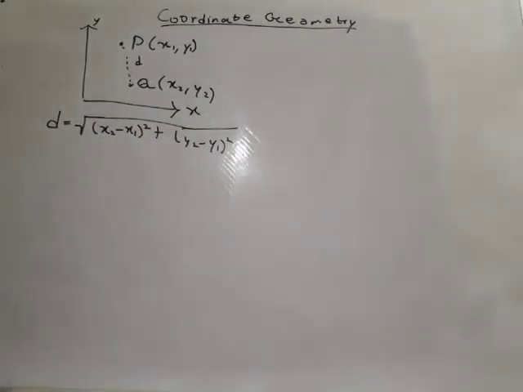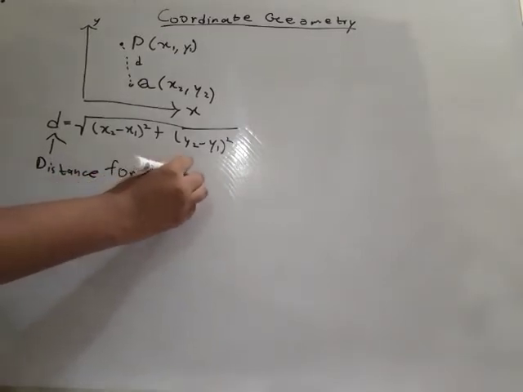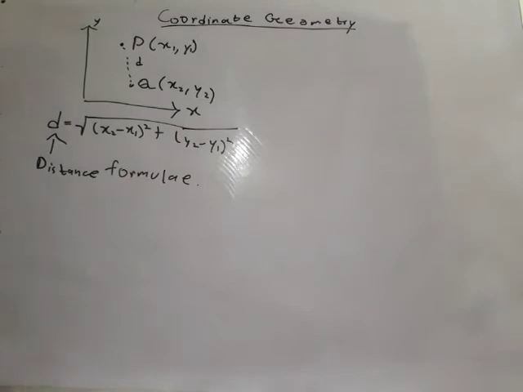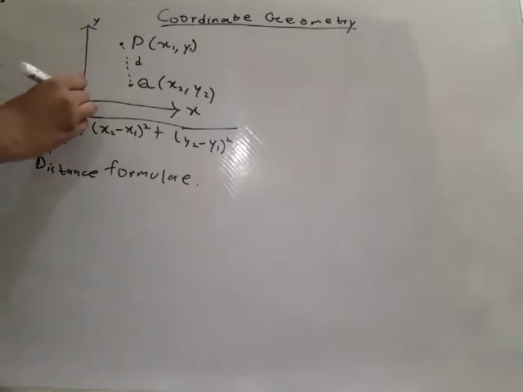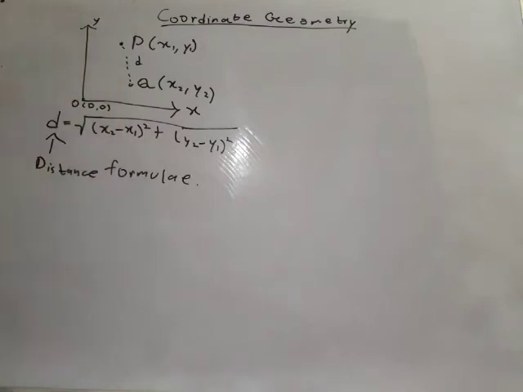Okay, so this is called the distance formula. Now, by this formula we can also get the distance of a point from the origin. The origin is where the x and y axis intersect. So the origin has coordinates 0, 0.